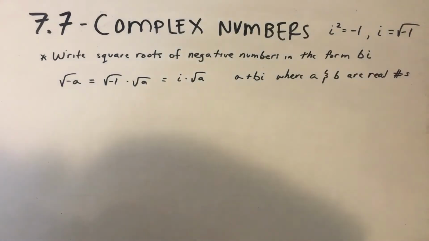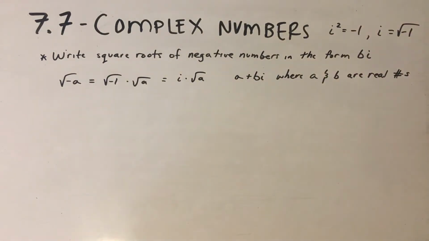Right, class, welcome back. We're going to start into section 7.7, which is the last section on our radicals test. We're going to talk about complex numbers.